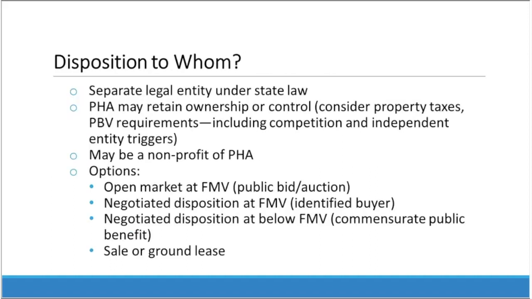All right, so we keep talking about disposition. And so you might be wondering, well, who are we disposing to? So under Section 18, a housing authority must transfer title to a separate legal entity under the state law. Most housing authorities are public corporations within your state. You must transfer title to a different entity, so that PHA can still be involved in the ownership or control of that property.